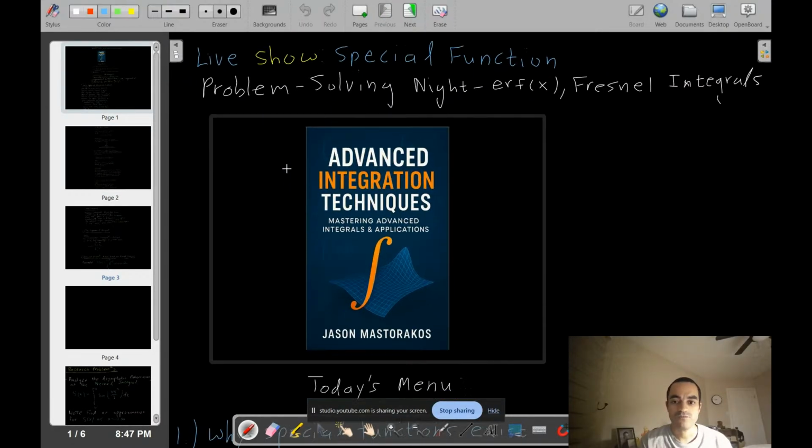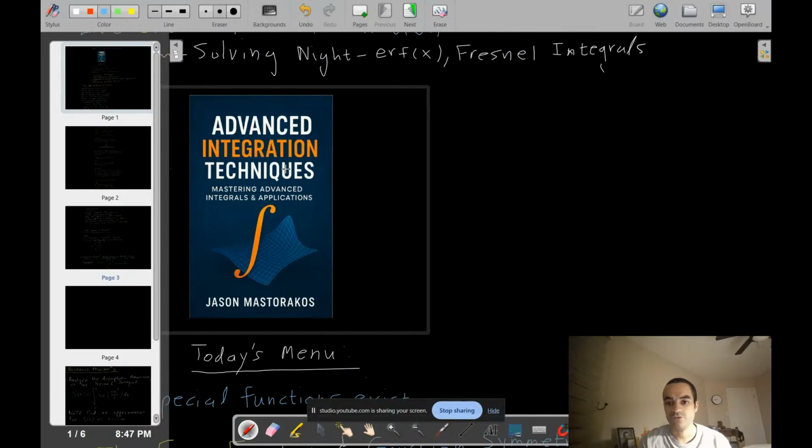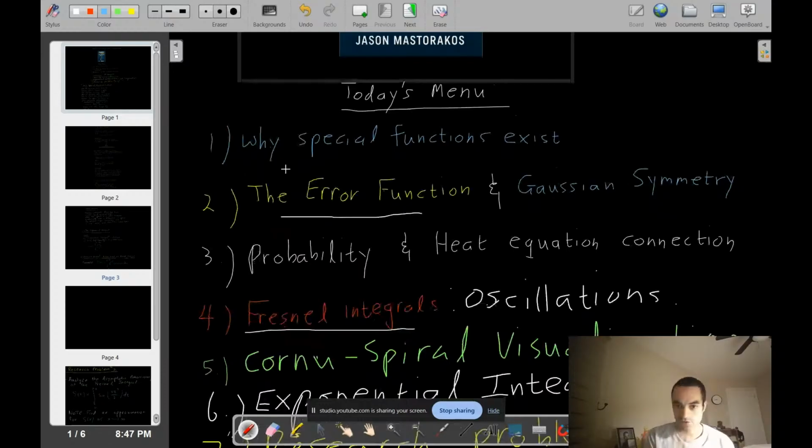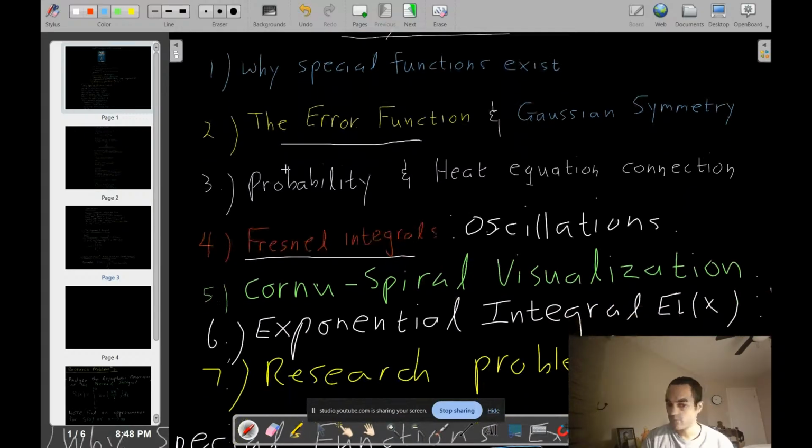So we're going to look at special function problem solving and the error function, Fresnel integrals, and so on. Today's menu: we're going to start off with special functions, why they exist. Number 2 is going to be the error function and Gaussian symmetry. I'm going to give you background on it. If you have any questions, you can ask me along the way. Number 3 will be a little bit on probability and the heat equation. Number 4, Fresnel integrals and oscillations. Number 5, Cornu spiral visualization. You will enjoy the 5th one.